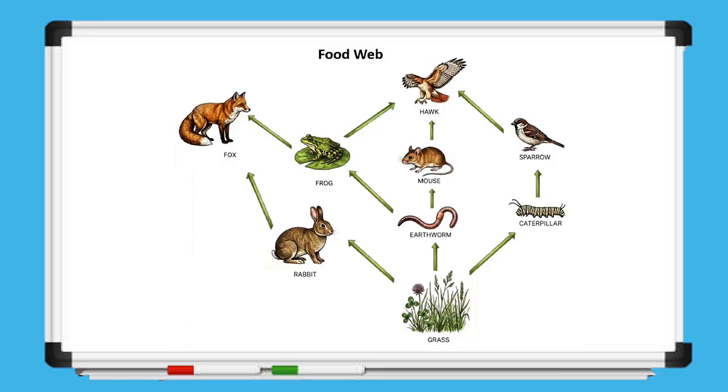Notice that the arrows always point from the organism being eaten to the organism that eats it. This shows the direction of energy transfer through the ecosystem. The diagram also demonstrates that some organisms, such as the frog, are eaten by more than one predator. This overlap illustrates the interconnected nature of food webs and shows how energy can move through several different pathways.